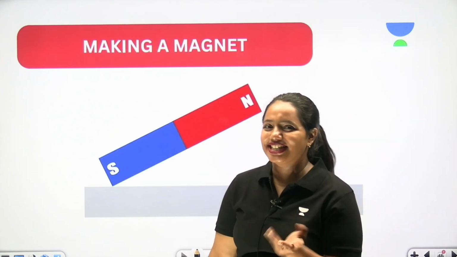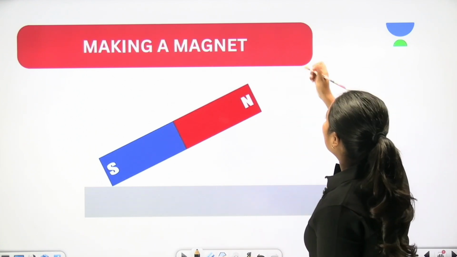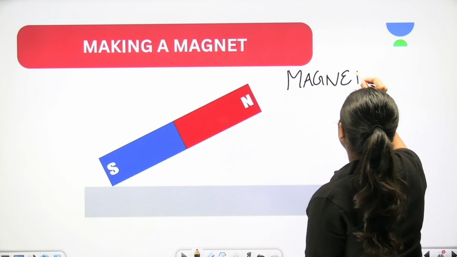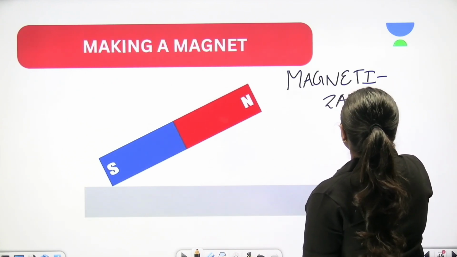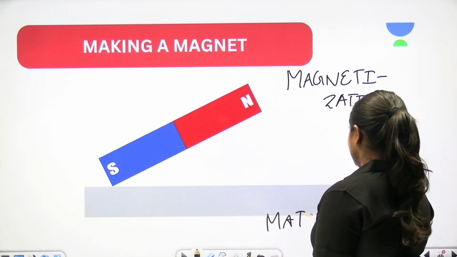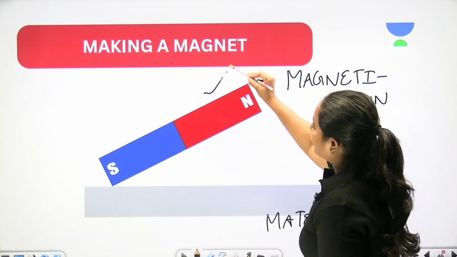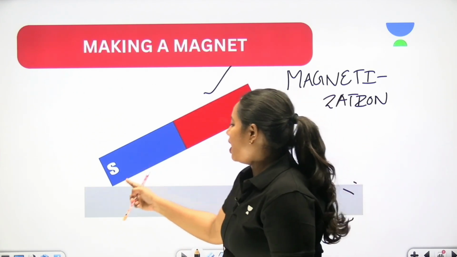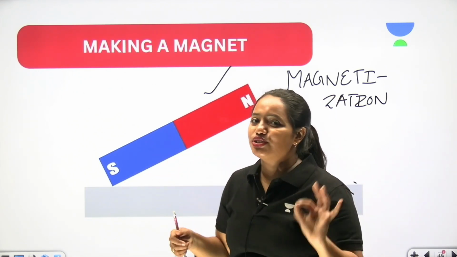How to make a magnet, and here you can see that this method has a very specific name. This is called magnetization. Please write it down. Magnetization. So for that, you need to take a magnetic material. Then you need a perfect magnet. I'm taking a bar magnet here. Now what I'm going to do is rub in the same direction for 30 to 40 times.